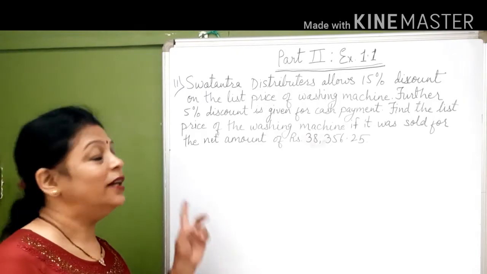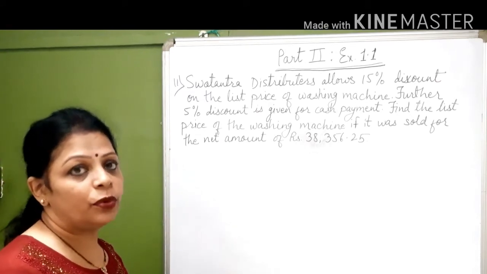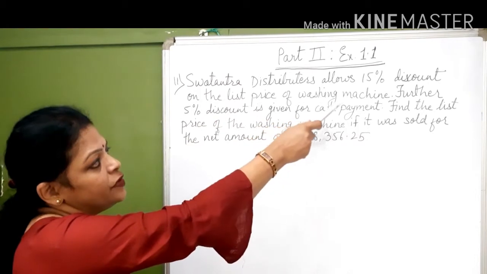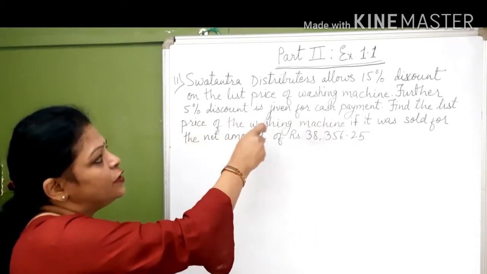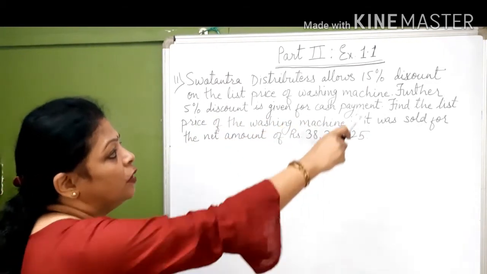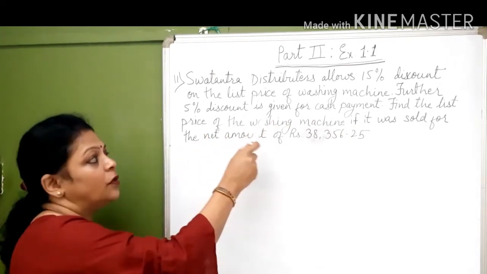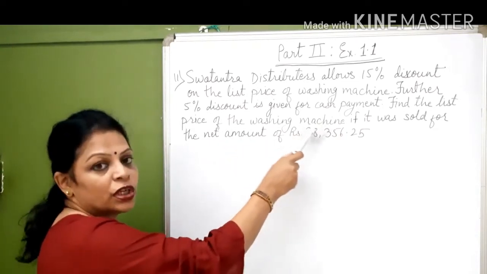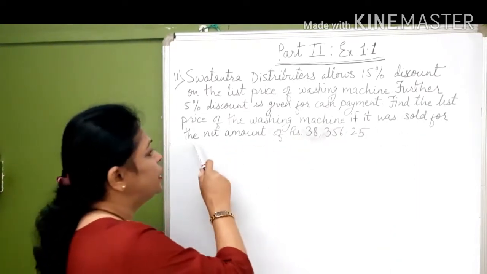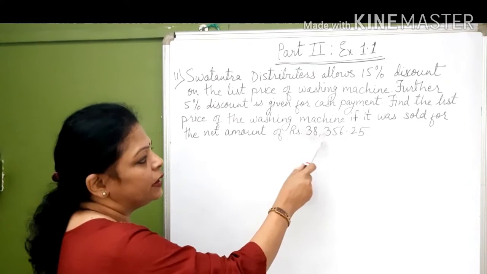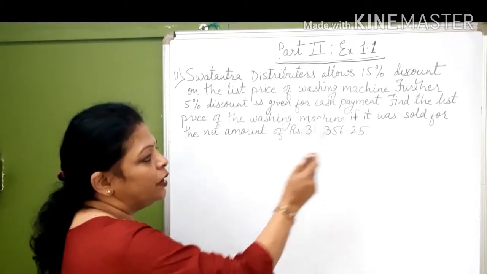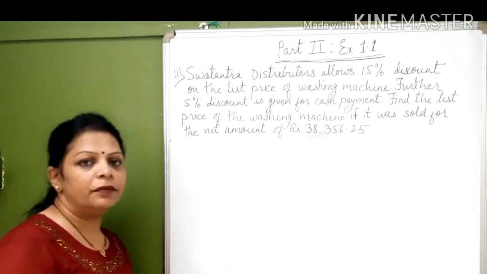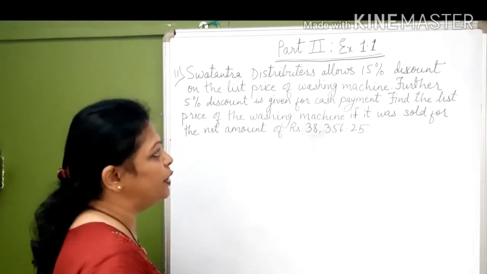Let us start with the 11th sum of exercise 1.1. See what is the sum? Swatantra Distributors allows 15% discount on the list price of the washing machine. Further, 5% discount is given for cash payment. Find the list price of the washing machine if it was sold for the net amount of rupees 38,356.25. Now see students, the sum may look a little bigger, but it is very simple. I'll make it easy for you.